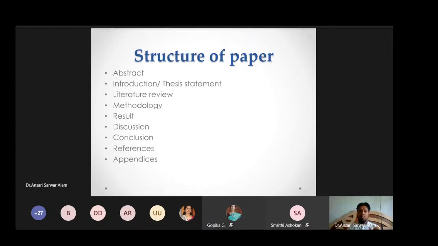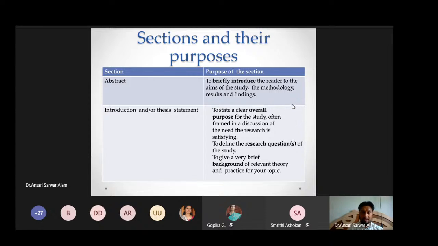Next, now we are supposed to learn about the structure of paper. The required things in the structure of paper are that you should know about the abstract. These are the required things in the paper which you will be writing: abstract, introduction or thesis statement, then third one literature review, methodology, result, discussion, conclusion, references, and appendices.